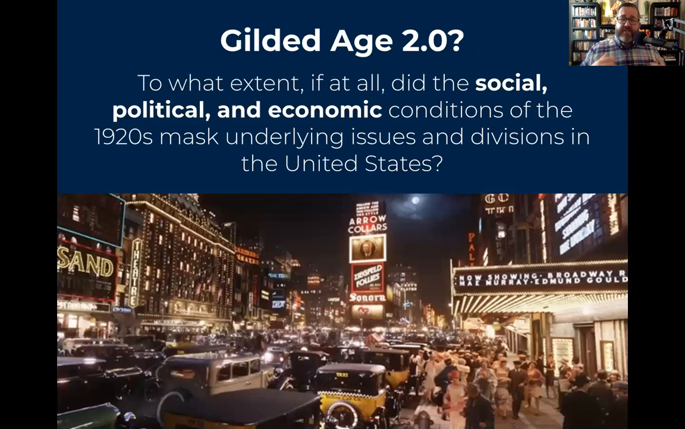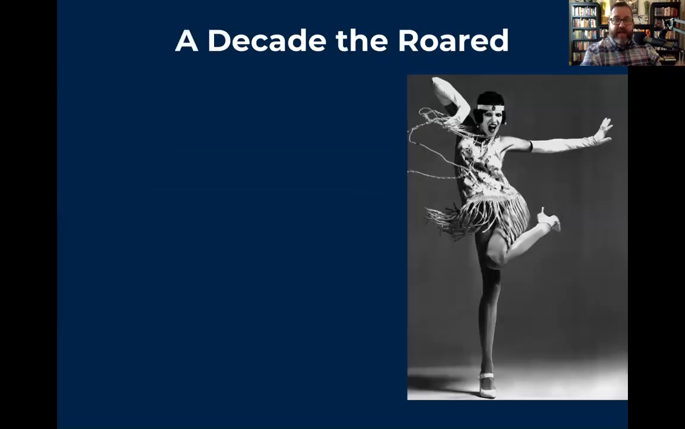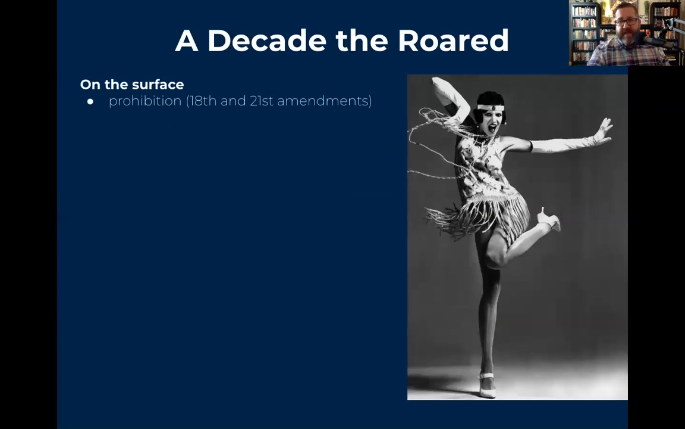And there were many social and political and economic conditions which kind of masked the underlying issues of the Roaring Twenties. We like to look at the Roaring Twenties on the surface and in reality. And so this decade that roared is going to see prohibition, the 18th and the 21st Amendments, the birth of the flapper and jazz.